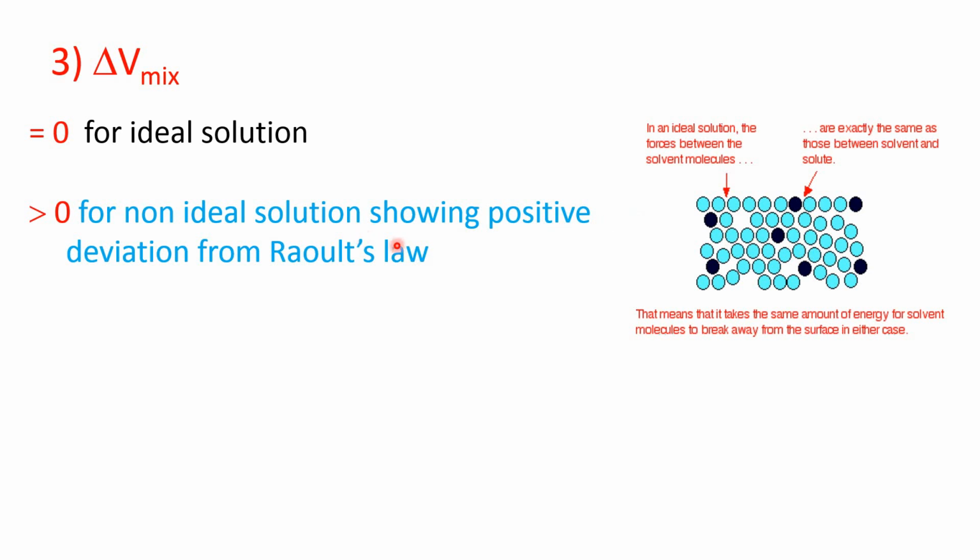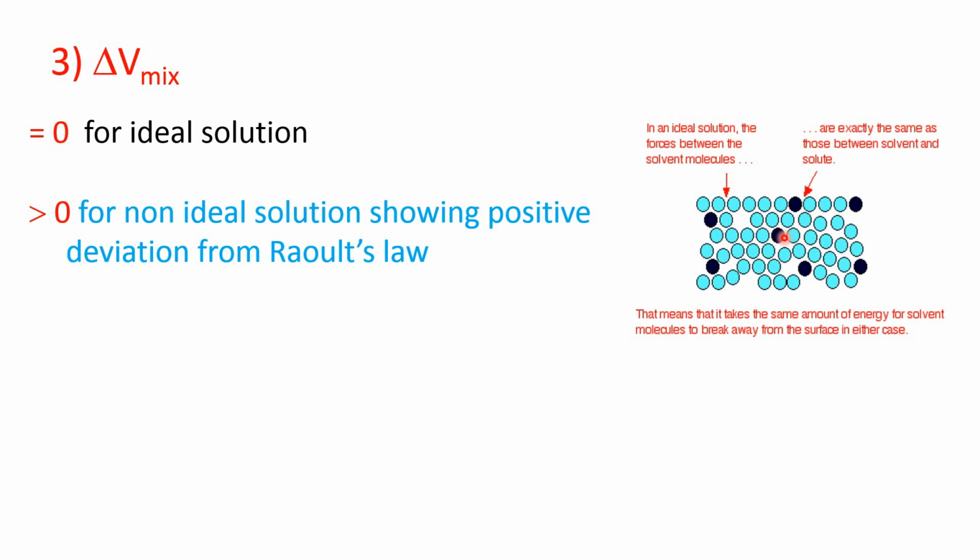Now, non-ideal solution showing positive deviation from Raoult's law. For such type of non-ideal solution, as weaker interaction is developed between the solvent and solute, because of the weaker force of attraction, these two molecules will be a little far away from each other. As they are far from each other, then what will happen? Overall volume will increase.